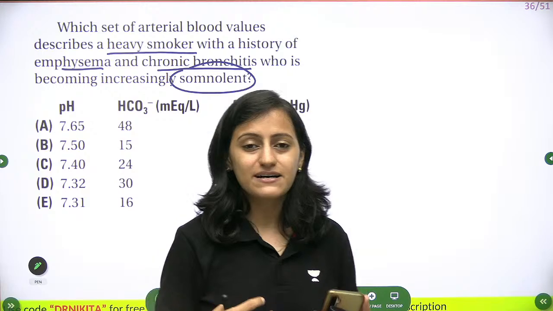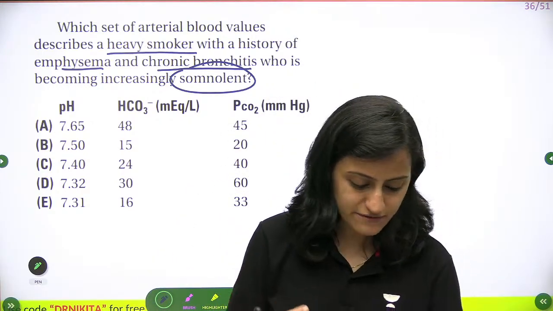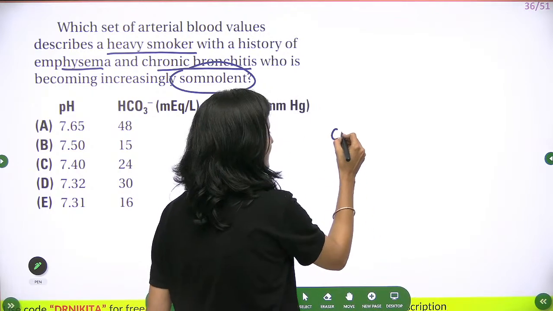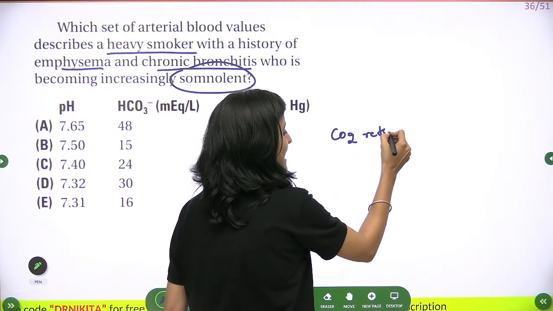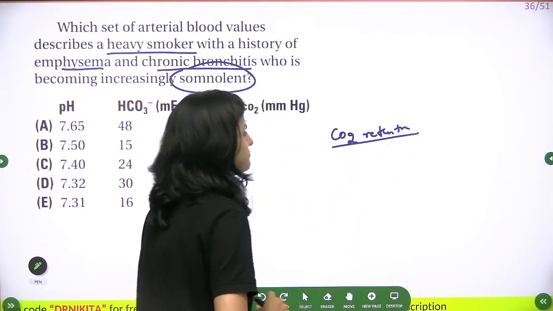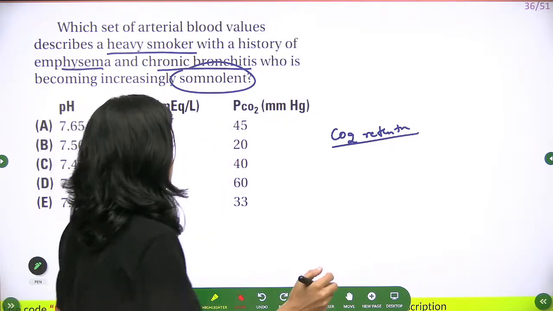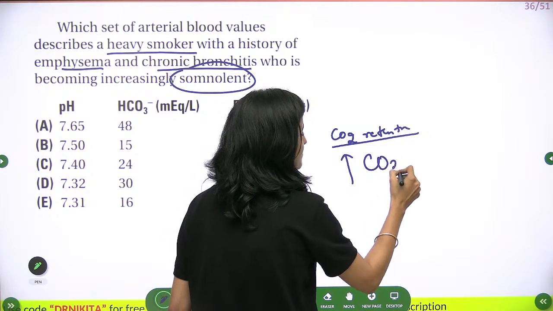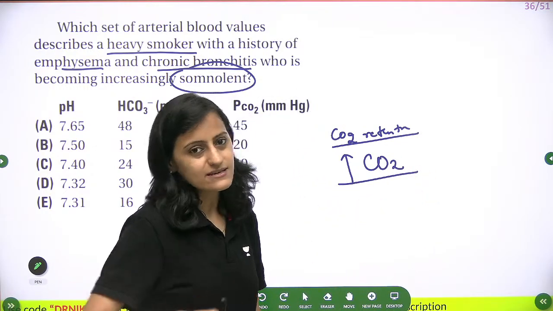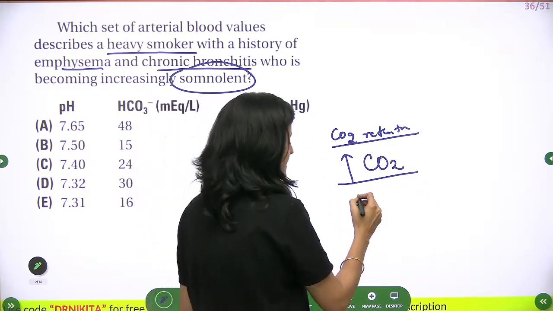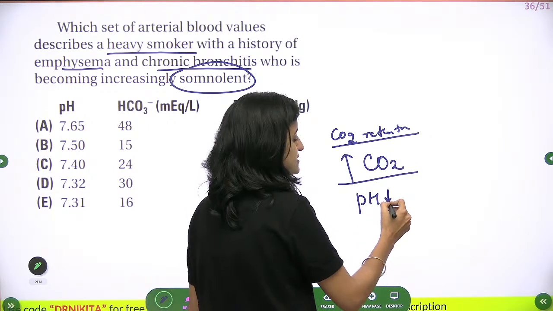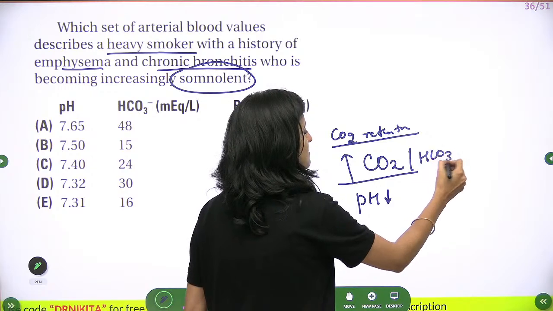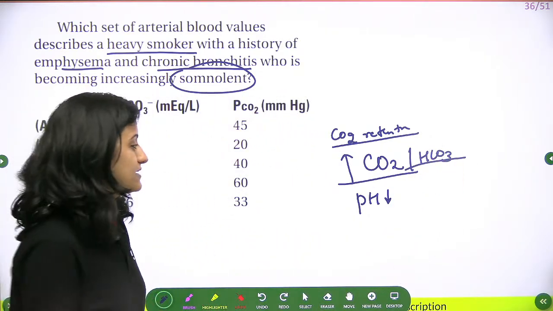When there is emphysema, bronchitis, it's your obstructive disorder, right? CO2 retention is happening. So tell me, what is the acid-base disorder that we are thinking of? It's CO2 retention. So how will the CO2 be? There will be increased CO2, obviously, because of CO2 retention. When there is increased CO2, this is respiratory acidosis, pH is decreasing. Your bicarbonate goes in the same direction, so both of them will increase.